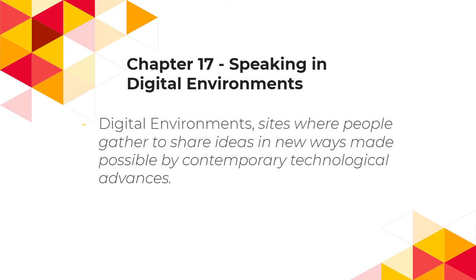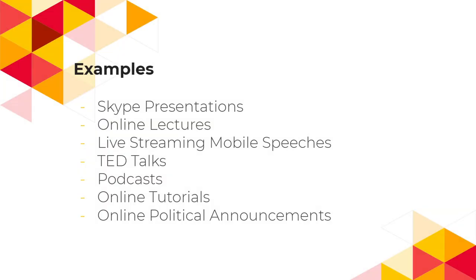people sometimes can overlook. So a digital environment is sites where people gather to share ideas in new ways made possible by contemporary technological advances. So examples of this, of course, Skype presentations, online lectures, live streaming, mobile speeches, and that genuinely can even include an Instagram Live that a celebrity does. If they're just laid back and eating something, probably not, but in most where they're talking to an audience, that is a form of speaking in a digital environment.